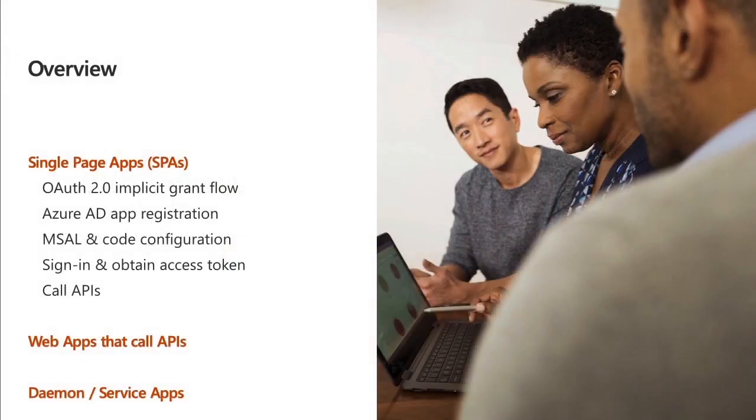In this module, we're going to learn how you can implement different OAuth 2 protocol grant types in popular application types, such as single-page applications, web apps that call APIs, and Daemon or service apps. And specifically in this section, we're going to focus on single-page applications.